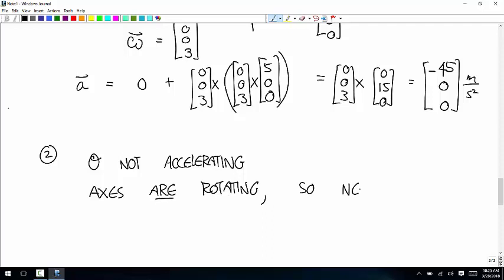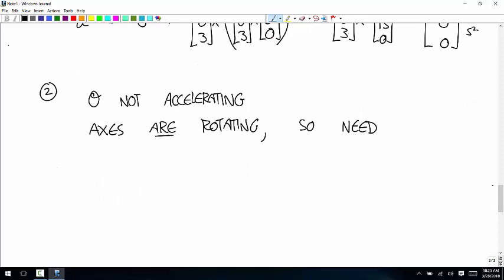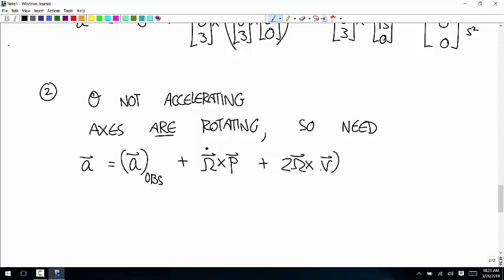So we will need to use the equation that says acceleration is equal to the observed acceleration plus the time derivative of the angular velocity of the coordinate system crossed with its position vector, plus 2 times the angular velocity of the coordinate system crossed with the observed velocity vector, plus capital omega cross quantity capital omega cross p. So we are going to have to use that now.